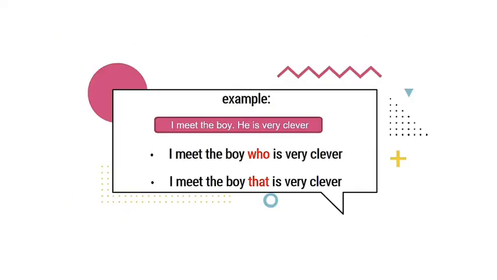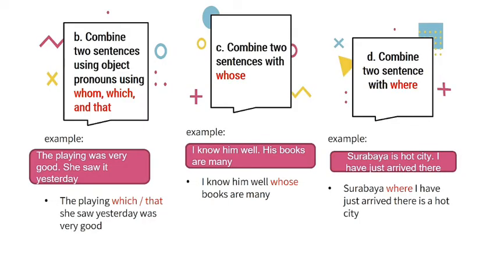For example, I meet the boy. He is very clever. I meet the boy who is very clever. I meet the boy that is very clever. Combine two sentences using object pronouns whom, which, and that. Combine two sentences with whose. Combine two sentences with where. For example, the play was very good. She saw it yesterday. The play which or that she saw yesterday was very good.